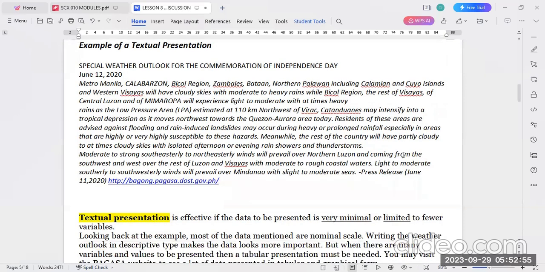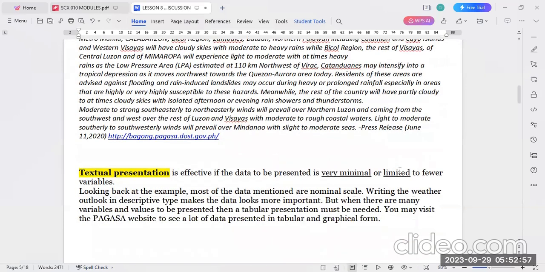Now, textual presentation is effective if the data to be presented is very minimal. If there is only a little data that needs to be presented, you can use the textual presentation. Or this is limited to fewer variables. Looking back at the example, most of the data mentioned are nominal scale. Writing the weather outlook in descriptive type makes the data look more important.